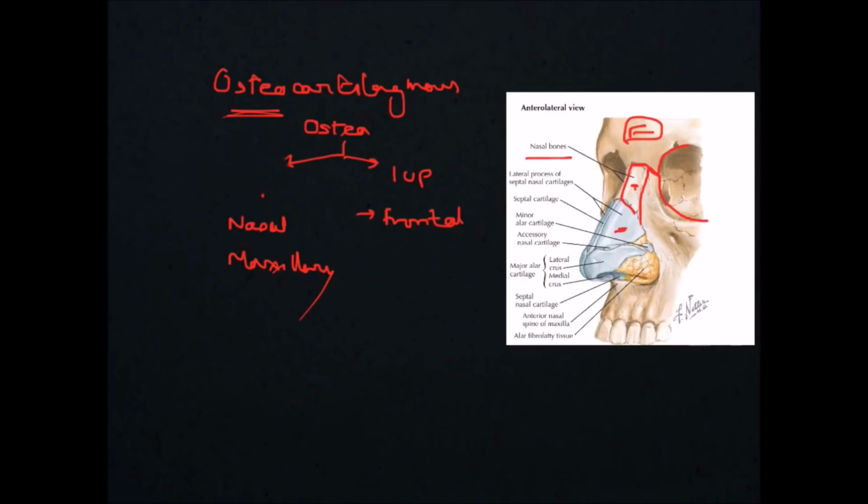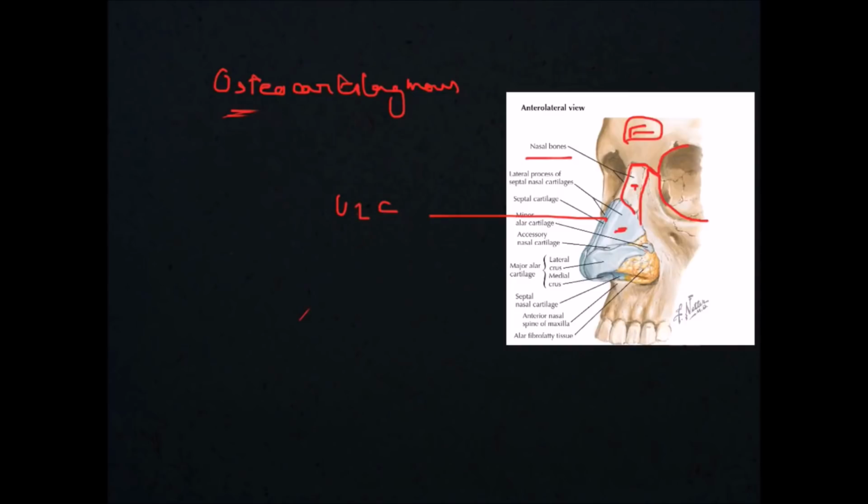Next is the cartilaginous portion. The cartilaginous portion is divided into the upper lateral cartilage. So this is the upper lateral cartilage. Just below it is the lower lateral cartilage. Just lateral to the lower lateral cartilage is the sesamoid cartilage. And last but not the least is this cartilage forming the midline. Now it is quite clear.